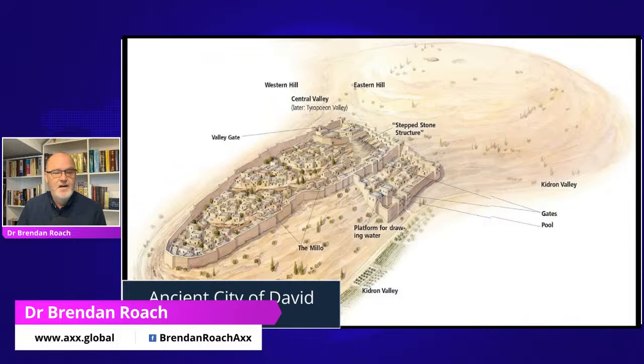And we've got valleys on the three sides. We've got the Kidron Valley, we've got the Hinnom Valley, and we've got the Central Valley. So we've got the hill there, and you can see this little extension of the city down here. Well, that was King Hezekiah who built that extension to contain the Gihon Springs. So that's important. We'll have a little bit of a look at that.